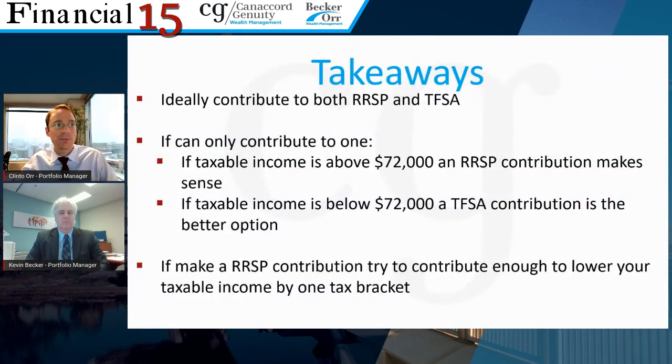And as a recap, here's what some of those guides would look like. If you had enough money, ideally, you just do both. Put money in the RSP, put money in the TFSA. If that's not the case, you can follow some of the guidelines we just mentioned, which would be over $72,000, RSP makes sense. Below that, TFSA is probably your better option, and add enough in the RSP to try to knock yourself down one tax bracket. As a rough guide, I think those are some helpful takeaways.